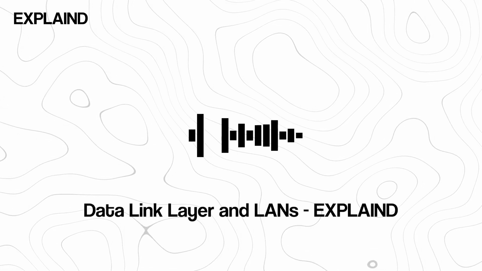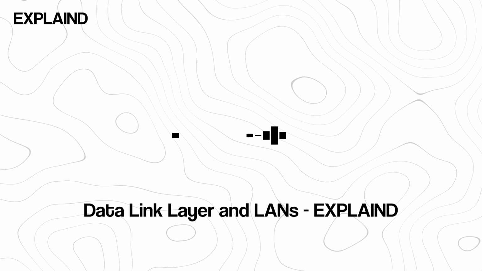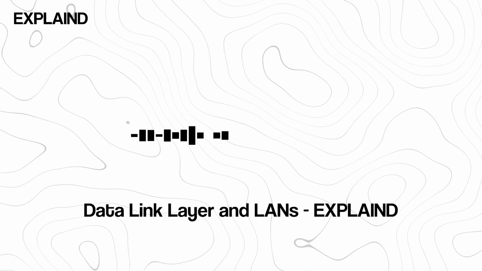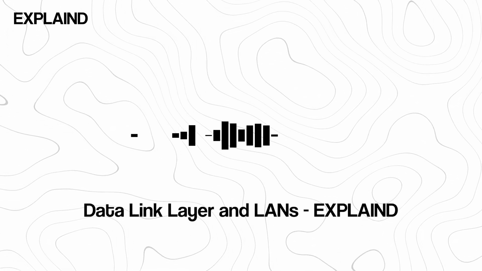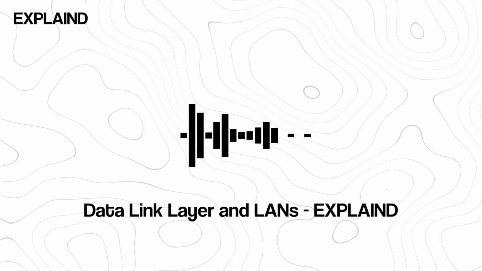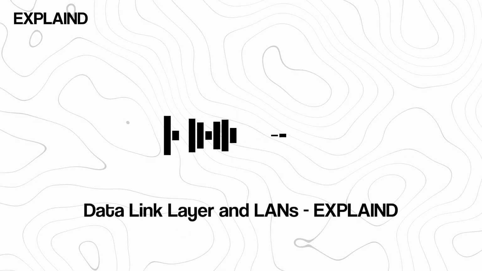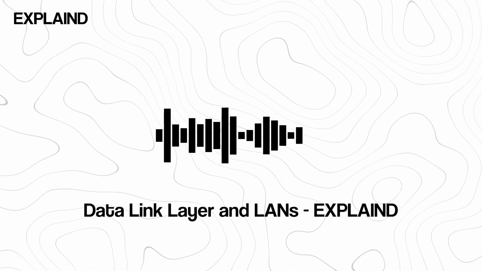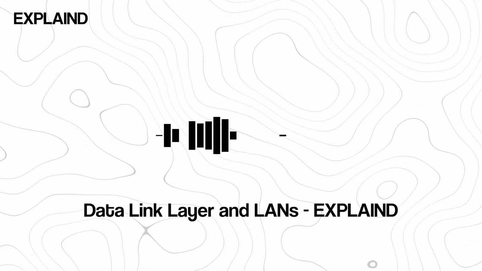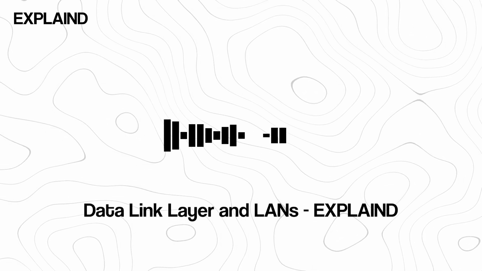Exactly. But what happens if a switch receives a frame with a destination MAC address it hasn't learned yet? That's a good question. Does it just give up? Not quite. In that case, the switch resorts to flooding. It sends the frame out on all ports except the one it came from, hoping that the intended recipient is listening somewhere. So it's a bit like shouting out in a crowded room. Exactly. It's not the most efficient approach, but it's a necessary fallback mechanism.